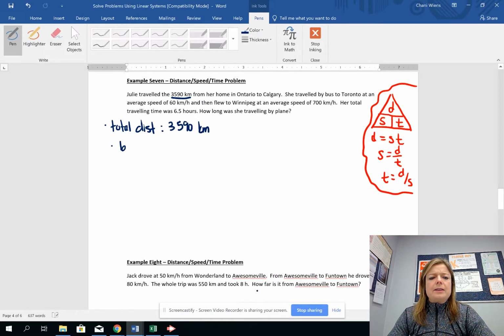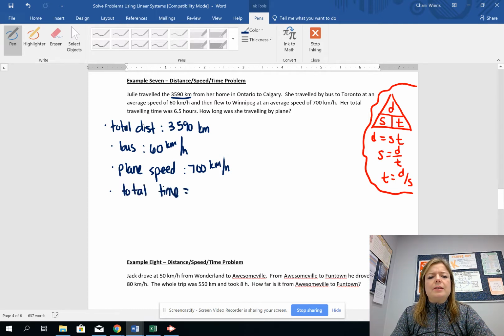So bus was 60 kilometers per hour. That's the speed, and so you could have said bus speed. And then plane speed was 700 kilometers per hour. Her total traveling time, so total time, is equal to 6.5 hours.